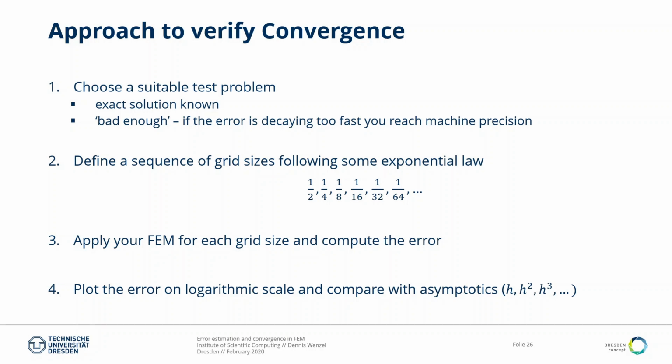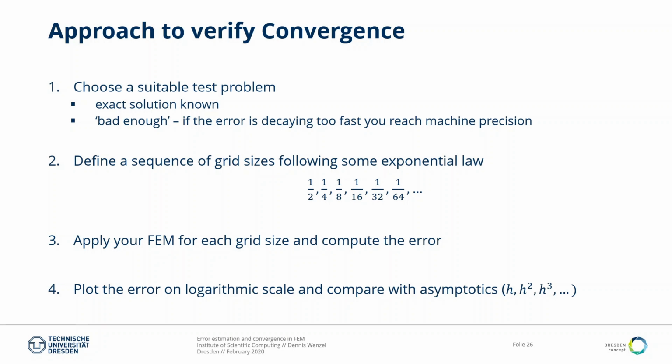And then what you do, if you have chosen this suitable test problem, is you define a sequence of grid sizes following some exponential law, because you always want to talk about h squared or h to the power of 3 convergence. So you need to have some exponential law. For example, powers of 2, so 1/2, 1/4, 1/8, and so on. That's the easiest choice. You apply your FEM or any other numerical method for each grid size and compute the error. And then you plot the error on a logarithmic scale and compare with asymptotics.